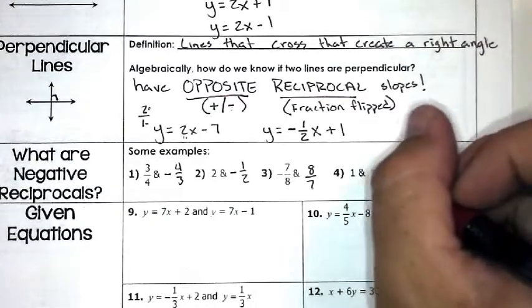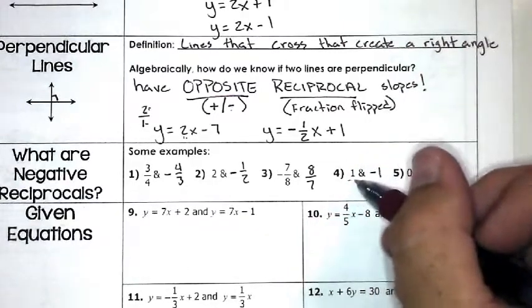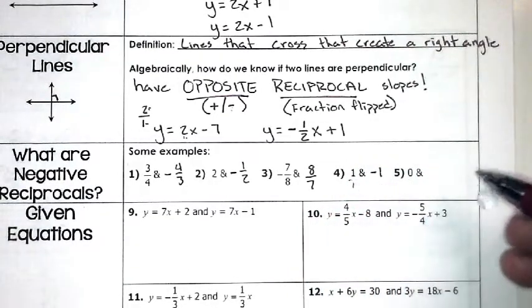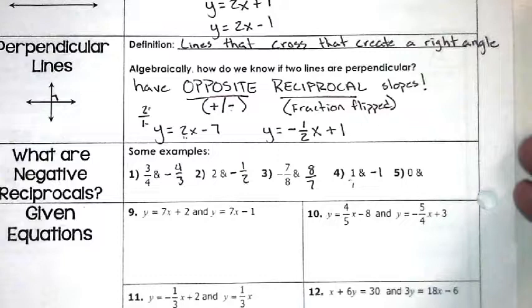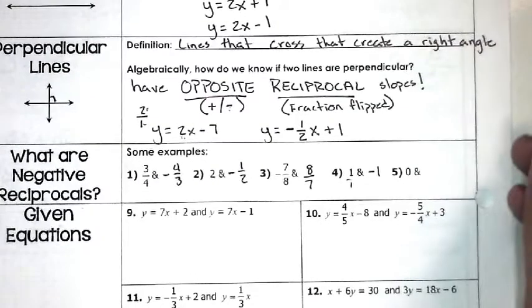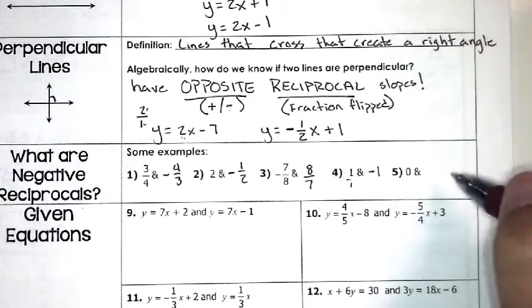What is the opposite reciprocal of 1? Boom, negative 1. Because if I put 1 over 1, isn't it just 1? Yes.